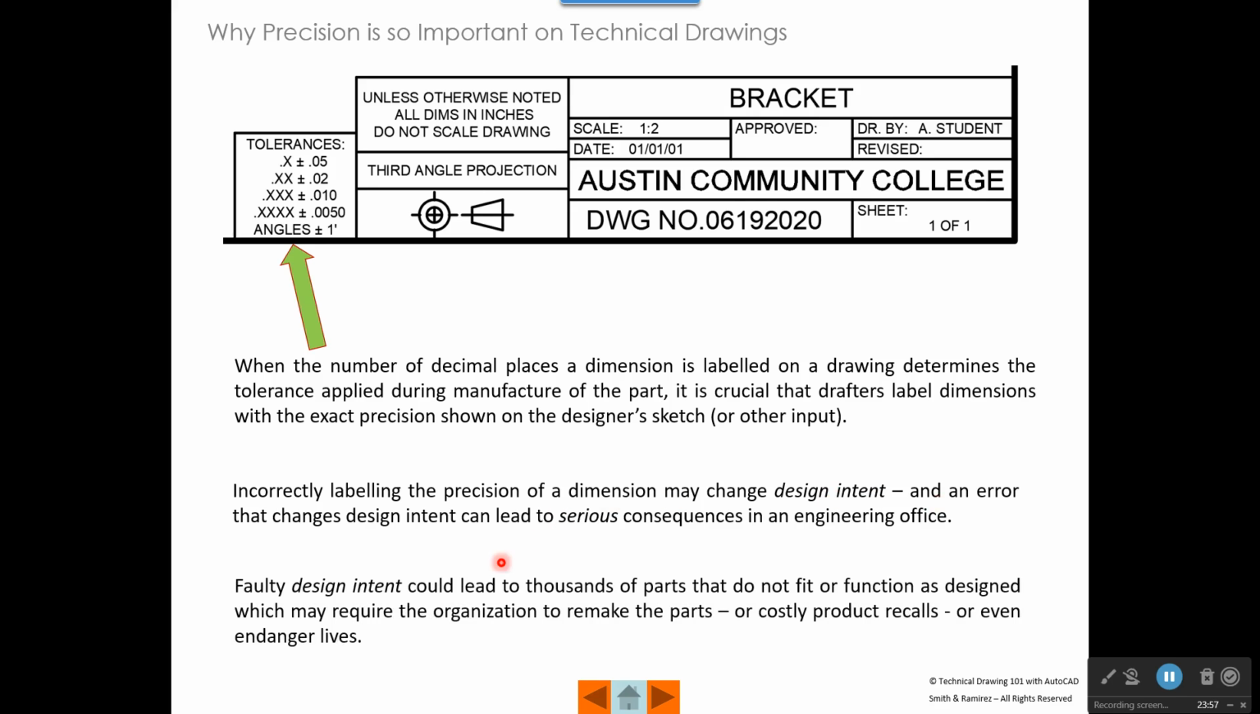Faulty design could lead to thousands of parts that do not fit or function as designed, which could require the organization to remake thousands of parts. Or they may have to do a product recall because the parts are not working the way they were designed. Faulty design intent can even endanger lives.